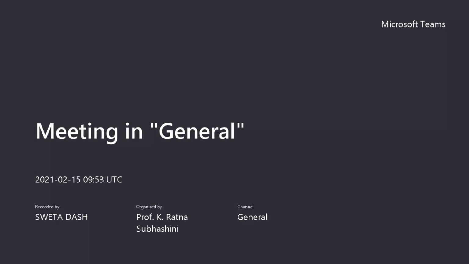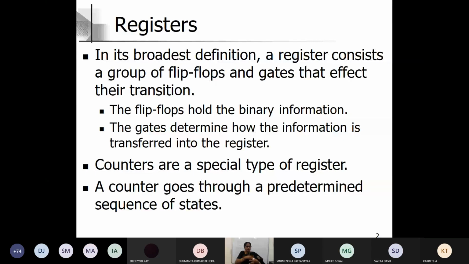If you want to load all the flip-flops at a time, we require some extra circuitry. Those circuits are nothing but made of gates, combinational circuits. Okay, so those gates will decide how the information can be transferred, right? Now the third point is very important.